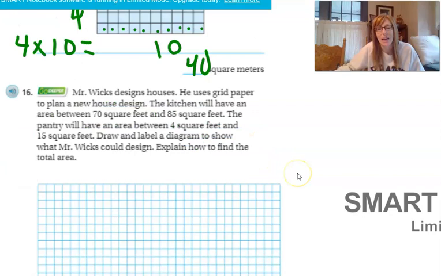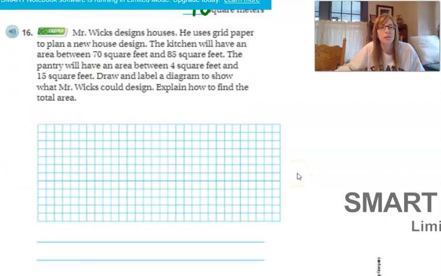All right, let's head on on down. Oh my goodness. Mr. Wick designs houses. He uses grid paper to plan a new house design. And I know a couple of you guys, your parents helped to build and plan the homes you live in. So they probably used grid paper when they were doing your house plans. The kitchen will have an area between 70 square feet and 85 square feet. The pantry will have an area between 4 square feet and 15 square feet.